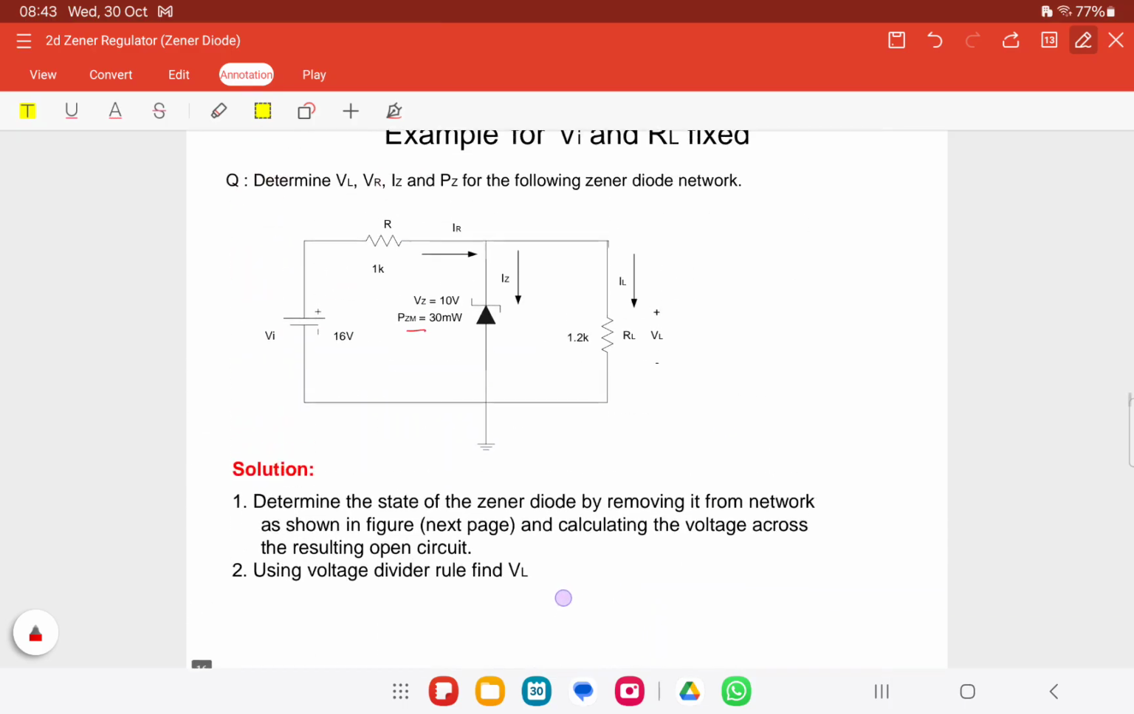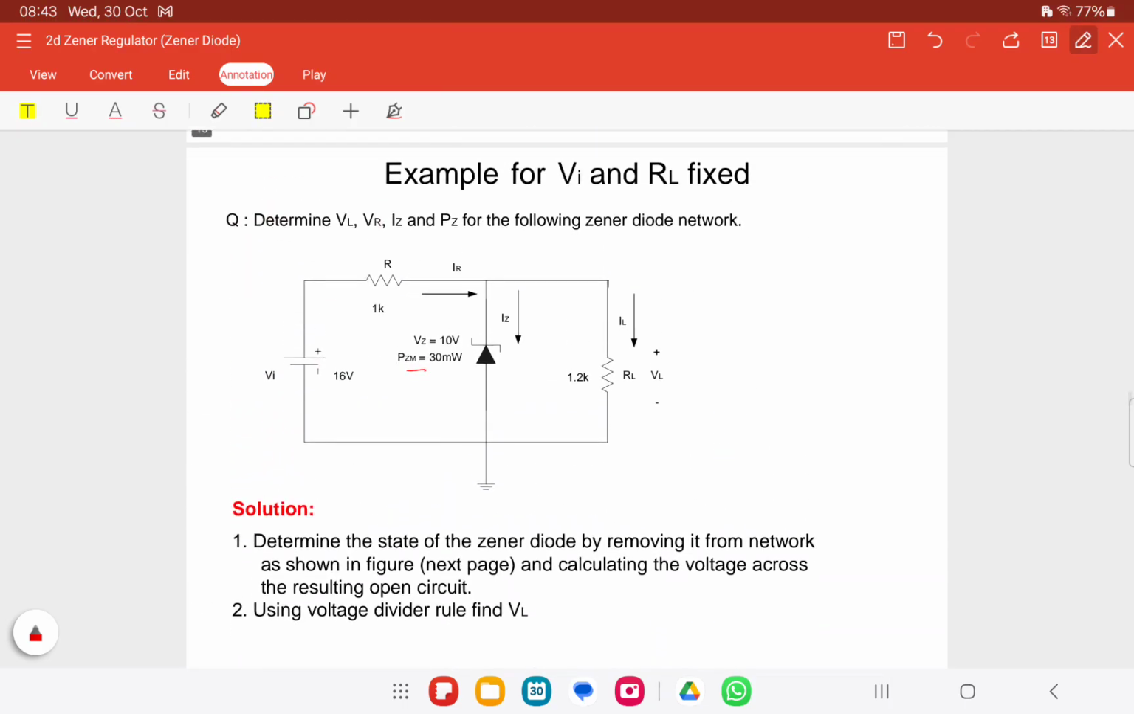Alah, dah tunjuk jawapan. Di sini dulu. So we want to determine the diode is on or off. Okay, so what we can do first? Kita nak cari VL equals to RL over RT multiply with VI. Berapa value? Berapa Balkis? Value dia lah ni.